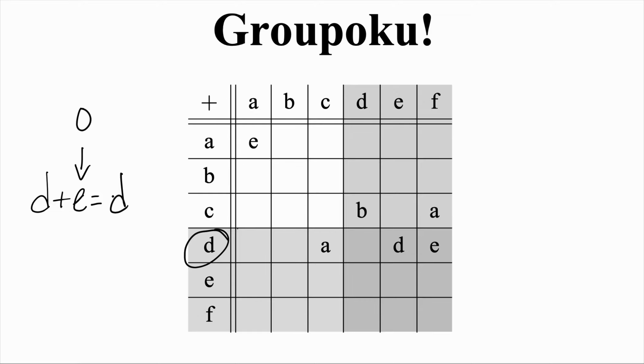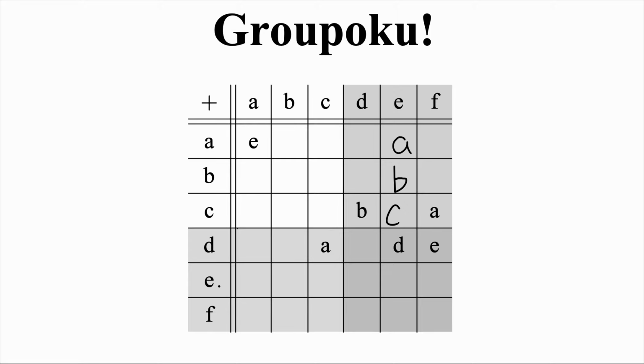Okay, that is a great thing to realize, because what we can do is fill out a lot of this table. A plus E, so E is like 0, is just itself, A. B plus E is B. C plus E is C. D plus E is itself. E plus E is, well, 0 plus 0 is 0. F plus E is F, because E is behaving like 0.